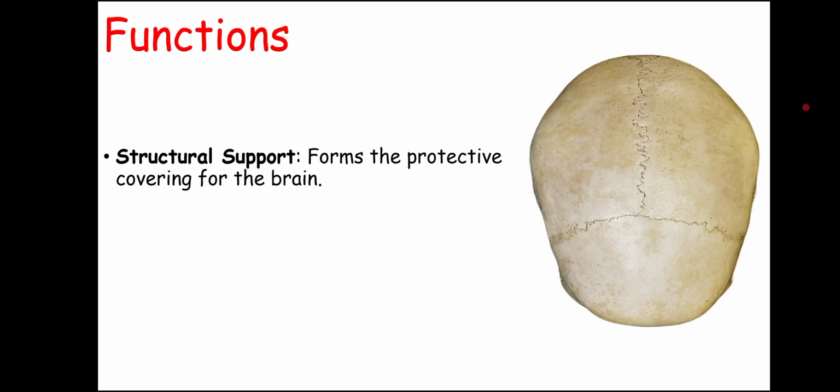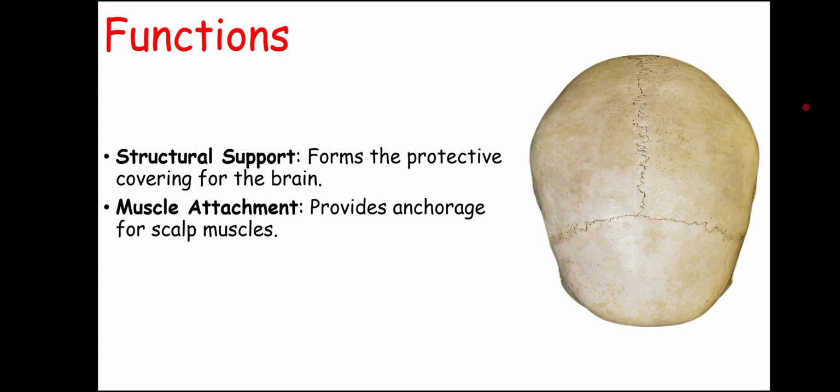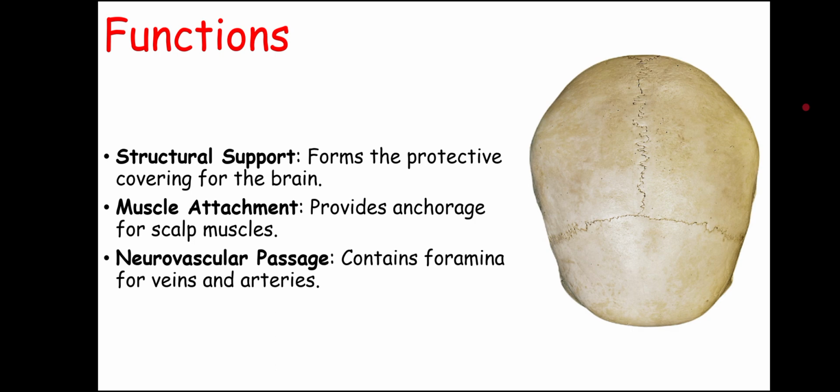Now let's talk about the functions of Norma verticalis. Structural support, it forms the protective covering for the brain. Muscle attachment, as it provides anchorage for scalp muscles. Neurovascular passage, as it contains foramina for veins and arteries.